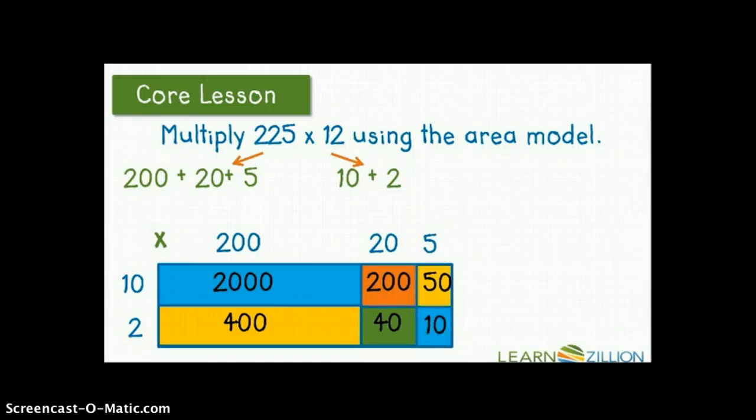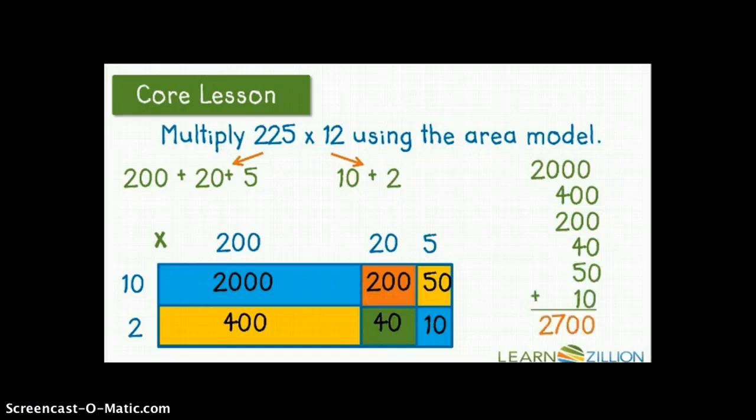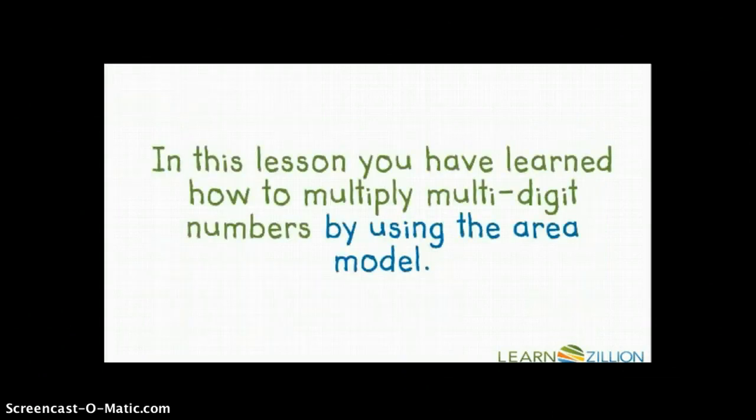We now need to add our partial products to get our final product, or final answer. We add 2,000 plus 400 plus 200 plus 40 plus 50 plus 10 to get a product of 2,700. 225 times 12 is 2,700. In this lesson, you have learned how to multiply multi-digit numbers by using the area model.